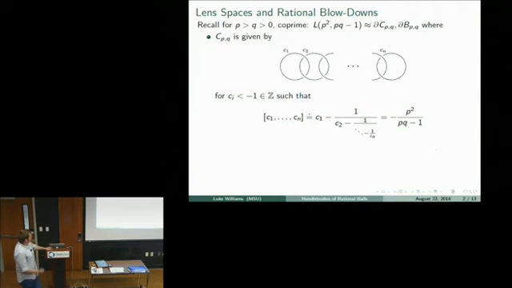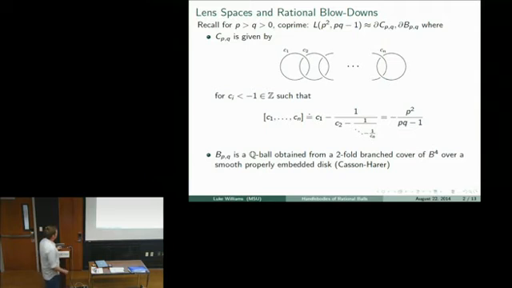So according to this continued fraction, we can also construct a two-bridge knot, which is known that if we look at the twofold branched cover of S^3 branched over that two-bridge knot, we'll get the Lin space again. For this particular choice of fraction, it's a result of Casson and Harer that this is actually a slice knot, and that if we look at the twofold branched cover of the four-ball branched over the slice disk, we'll get a rational ball whose boundary is also L(p squared, pq minus 1).